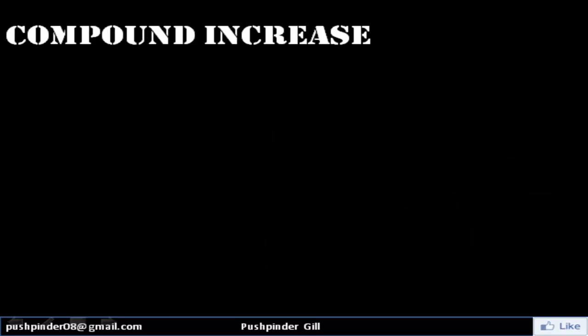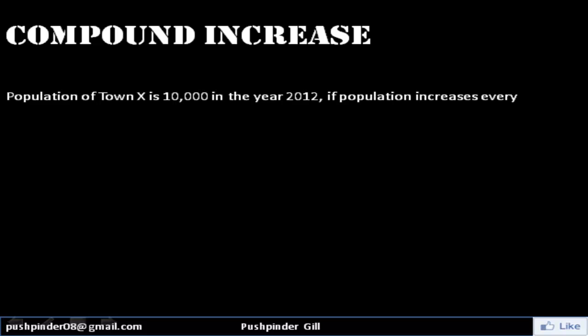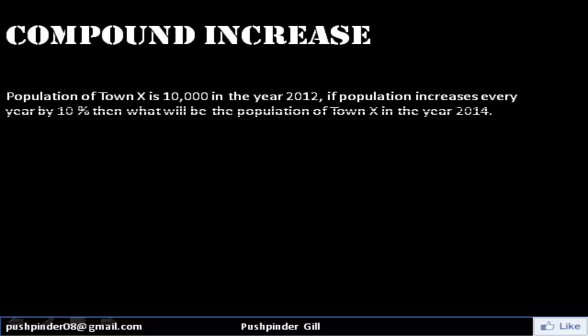Now let's just come down to our last point, that is compound increase. This is the kind of percentage increase which you face in compound interest and in population increases, right? So a population of a town X is 10,000 in the year 2012 and increases by 10% every year. What will be the population of town X in 2014?